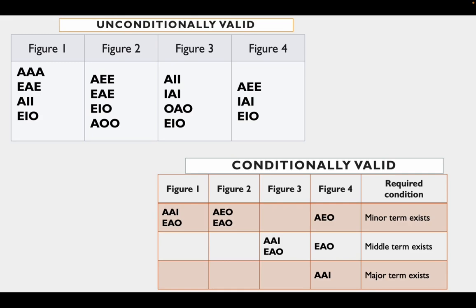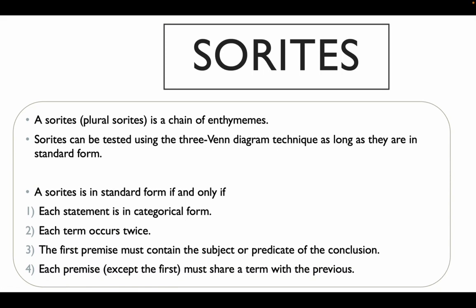So these 2 charts show you the unconditionally valid syllogisms and the conditionally valid syllogisms. As you can see, these are the required conditions. Wonderful. Now, in the following few remaining slides, I am going to teach you how to test Sorites for validity. But first of all, what is a Sorites?